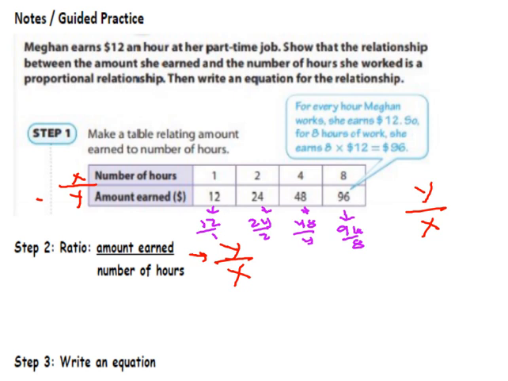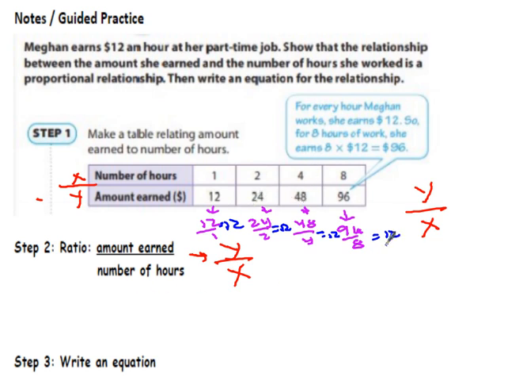12 divided by 1 is 12. 24 divided by 2 is 12. 48 divided by 4 is 12. And 96 divided by 8 is also 12. So every single time I took the amount of money earned, I divided it by the number of hours, and I got the answer of 12. Because they earned $12 an hour. So if they worked 4 hours, I multiplied that by 12, I get 48.